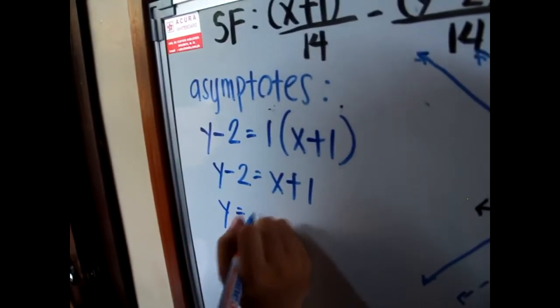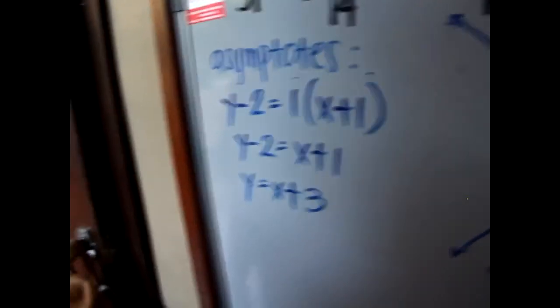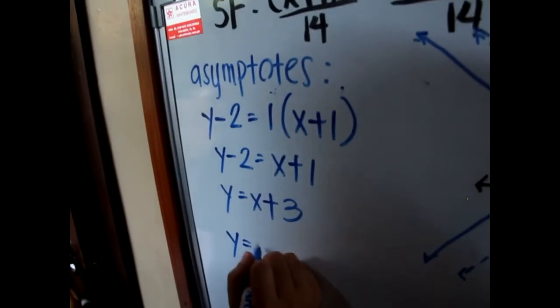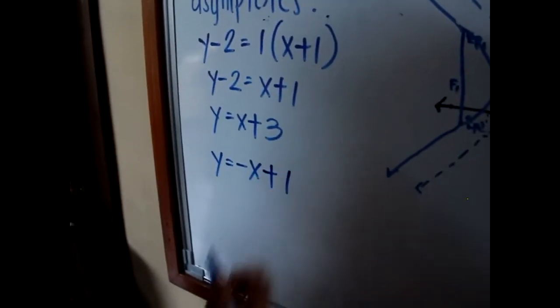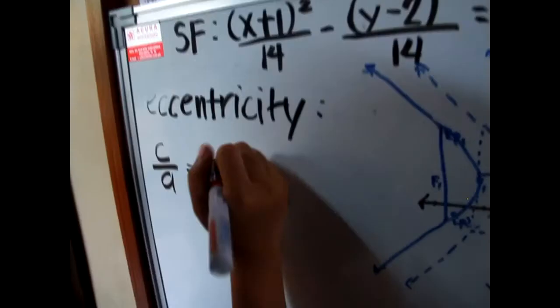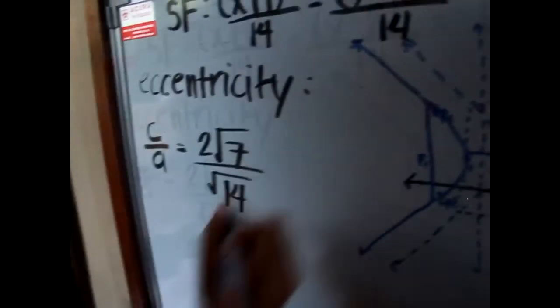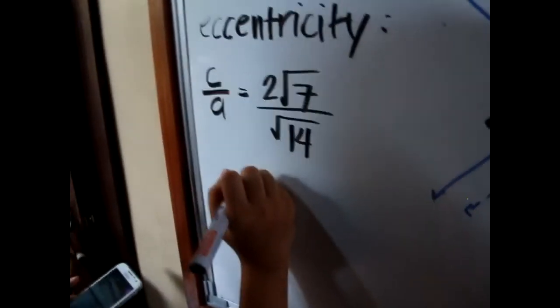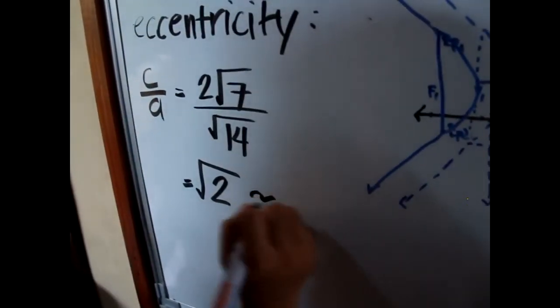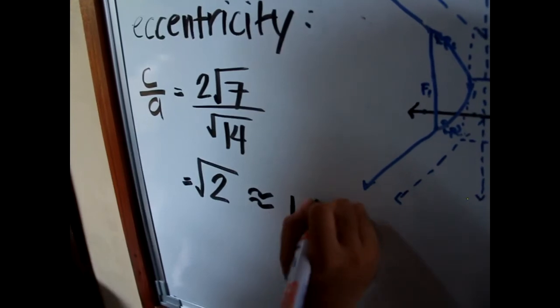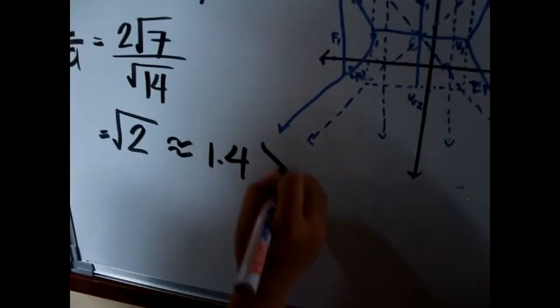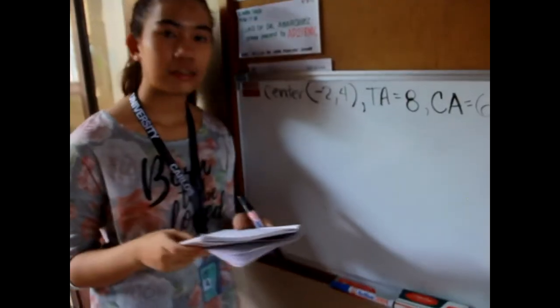The asymptotes are y equals x plus 3 and y equals negative x plus 1. The eccentricity is 2 square root of 7 over square root of 14, which is square root of 2, which is greater than 1, so therefore it is a hyperbola. So now let's try another given.